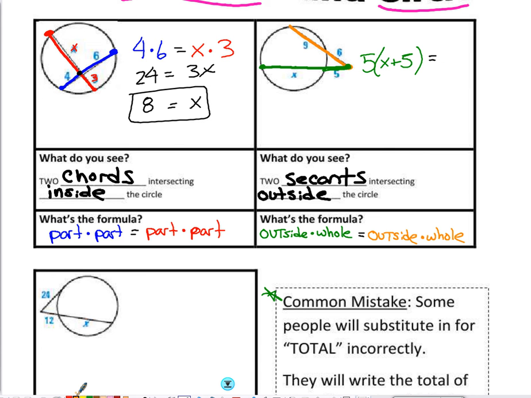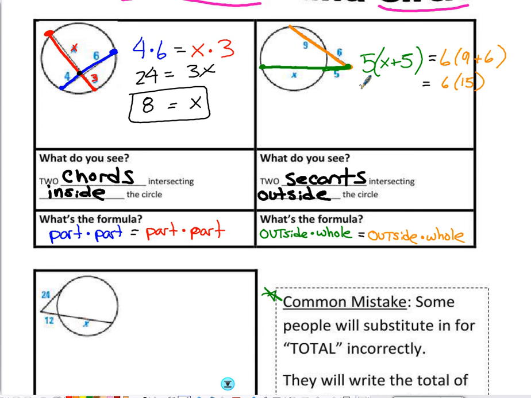What's the outside piece? 6. And be careful. What's the whole piece going to be? 9 plus 6. Let's write out 9 plus 6 to remember that the whole is the whole segment. A lot of you will be able to do that in your head or on your calculator pretty quickly. The whole segment is 9 plus 6, which is 15. So we're going to do 6 times 15, and that's going to be equal to 5 times x plus 5.